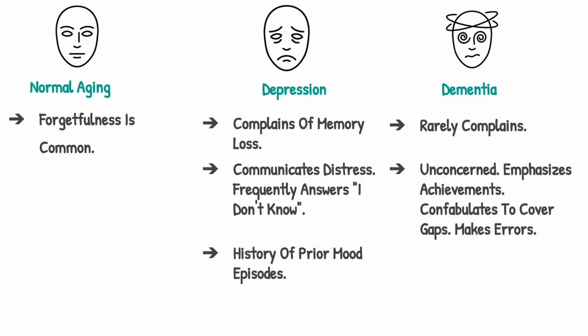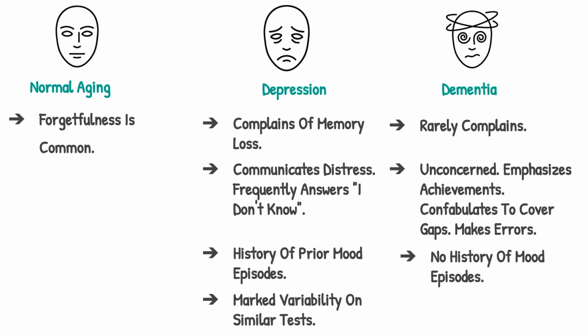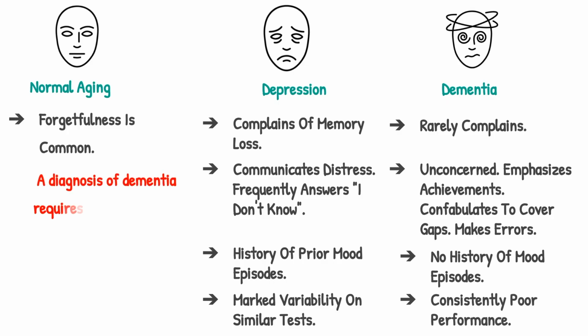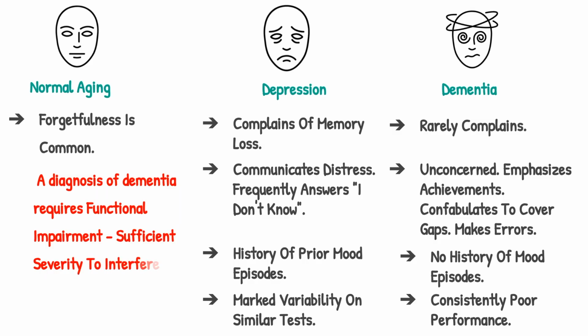In depression, there is a history of prior mood episodes, while in dementia, there is no history of mood episodes. In depression, there is marked variability on similar tests. In dementia, there is consistently poor performance. A diagnosis of dementia requires functional impairment, of sufficient severity to interfere with social or occupational life.